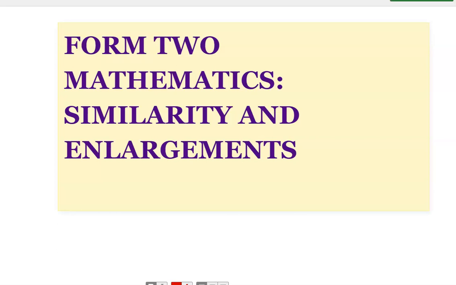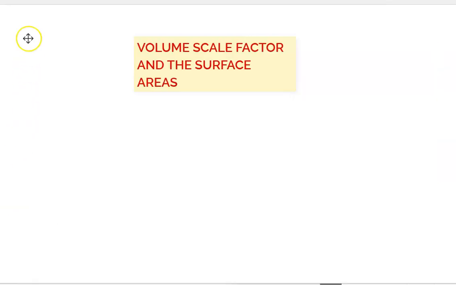This is Shedrack Kimale Secondary School and this is Form 2 Mathematics, topic: similarity and enlargement. So we are looking at the volume, scale factor and the surface area. Let's take a question and see how we can find the surface area of a given question where we are supposed to find the volume of two similar solids that are given different lengths.